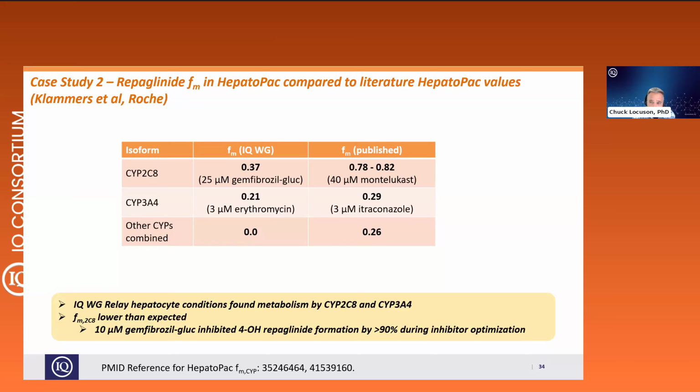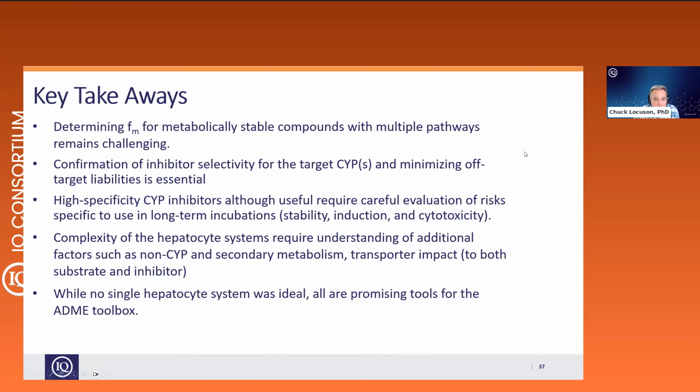So in summary, several hepatocyte systems are now available, and I think we're all using them. And they've increased our ability to measure intrinsic clearance of low turnover compounds. Yet determining FM can still be challenging, right? So we spent years carefully selecting and testing different CYP inhibitors and found many potentially confounding issues with them. Even when we were convinced we had really selective inhibitor concentrations, we were dealt some of these unexpected results.